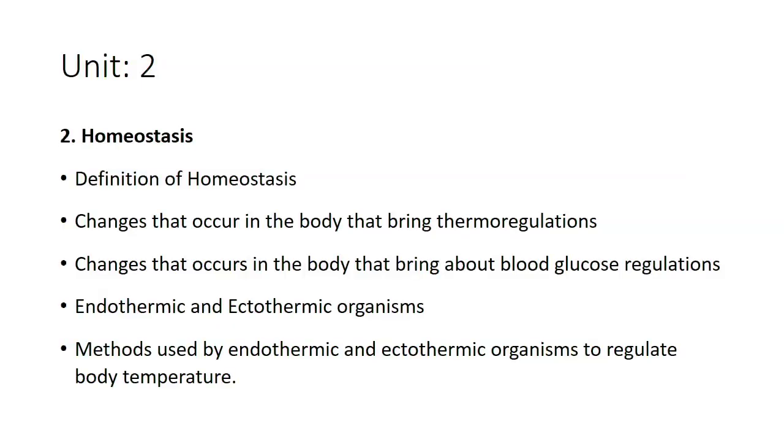Changes that occur in our body that bring about blood glucose regulation. Glucose is a very important fuel in our body. Without glucose, we will not be able to have energy. So now we need to eat. And when you look at our macronutrients, it's carbohydrate, protein and fat. Carbohydrates we need because they provide us with energy. When we take in carbohydrates, that carbohydrate is digested into a smaller unit called glucose. Now when you eat, you have your favorite meal that you like.